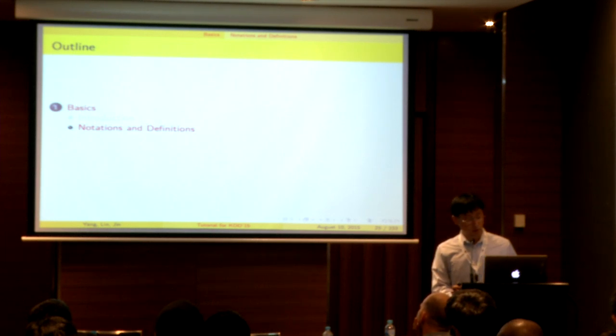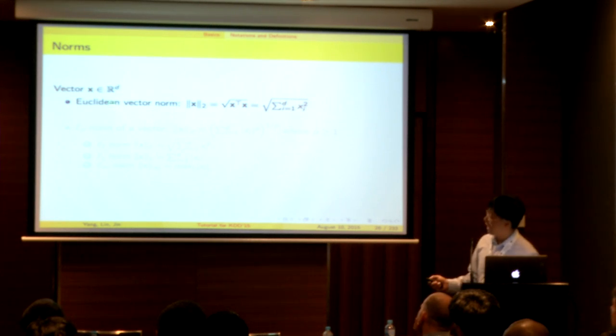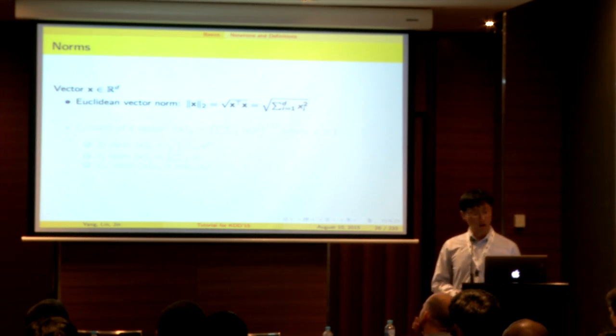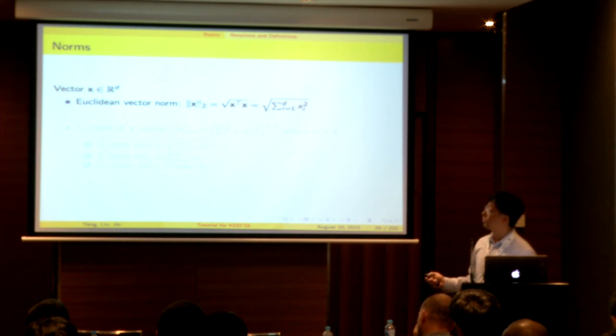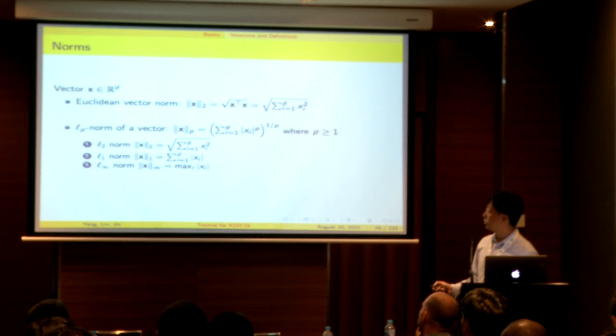Okay, some notations and definitions. Here we use this notation x belongs to this to indicate that x is a d-dimensional vector. For a d-dimensional vector, we can compute some norm. For example, we can compute the standard Euclidean norm, which is defined here. We can generalize this into a more general norm, for example, the Lp norm. This includes, for example, the L2 norm, which is the Euclidean norm, and also the L1 norm, which encourages sparsity in the model, and also the L infinity norm.